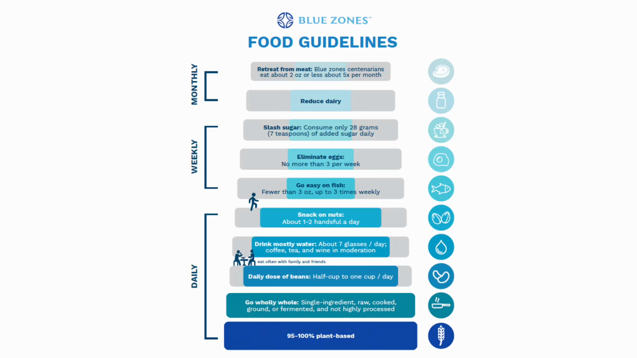Based on the blue zones, there were guidelines created to help others live healthier lives. These can include eating more of a plant-based diet, whole wheat, beans, drinking more water, and eating and snacking on nuts daily. It is also important to limit fish, eggs, sugar, dairy, and even meats.